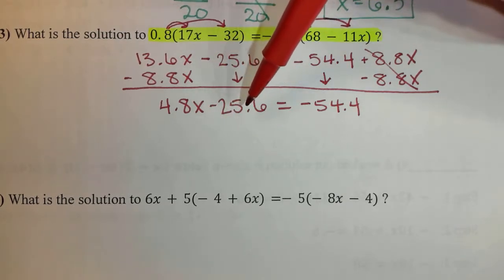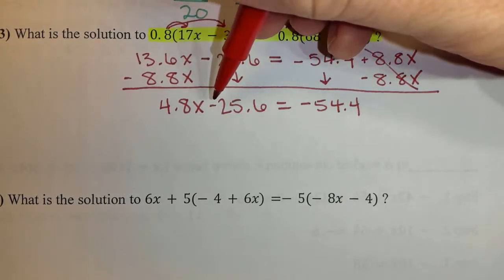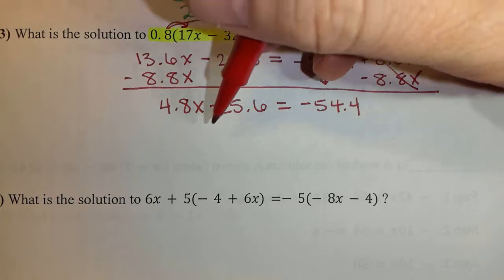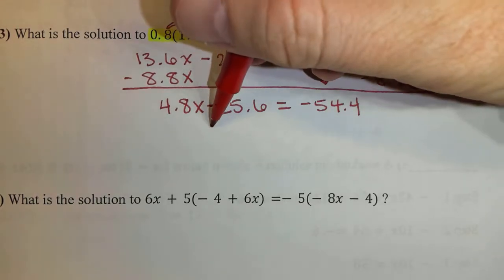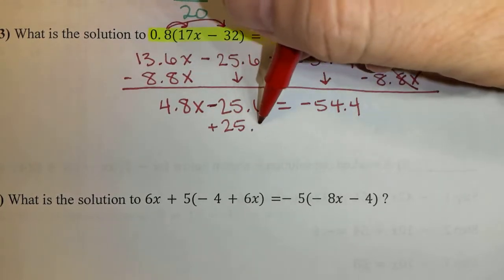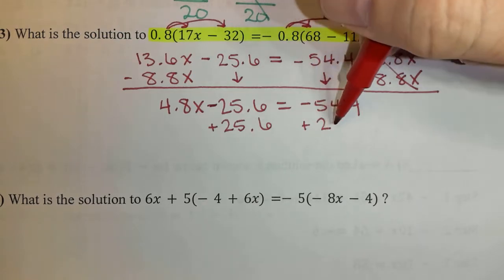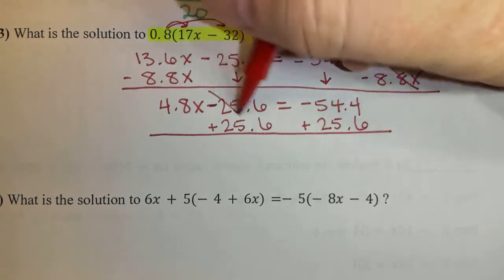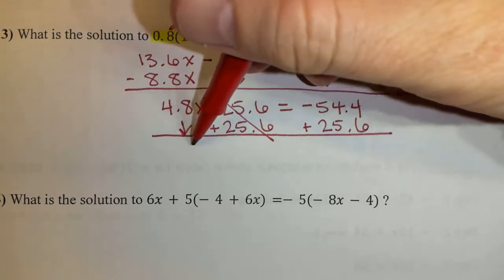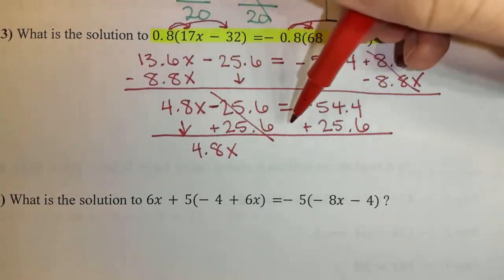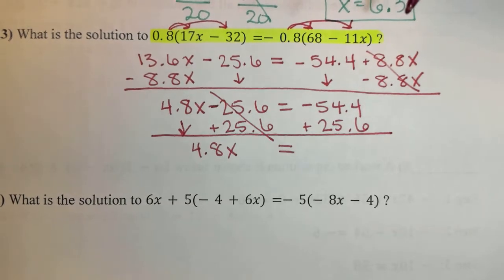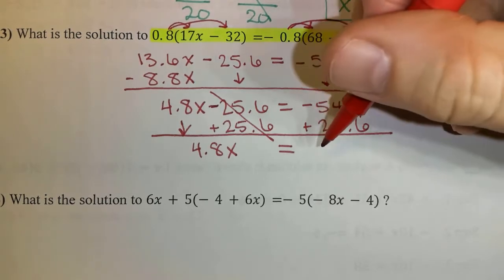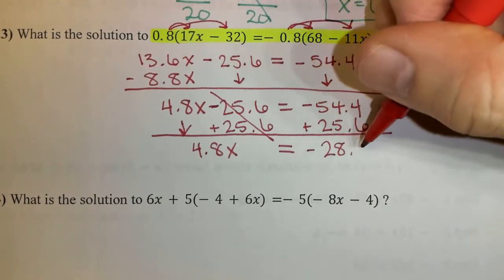Now I have to move my numbers to the other side. So I'm going to move this negative 25.6, and because it's a minus, now it becomes plus, because you always do the opposite. 0, and bring this down, equals, and negative 54.4 plus 25.6, I get negative 28.8.